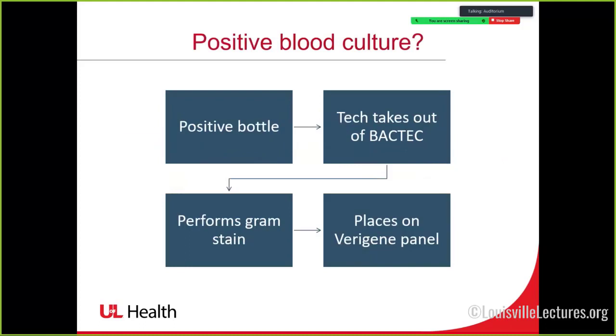After you get a positive blood culture, they take it out of the BacTec and they'll perform a gram stain. Again, the quickest, easiest, most overutilized test that we have, and this is the first result that you will see. Based on that gram stain, they'll put it on the Verigene panel that we're going to talk about. But really the gram stain is a very important part because I think there's a lot of misconceptions about a gram stain.